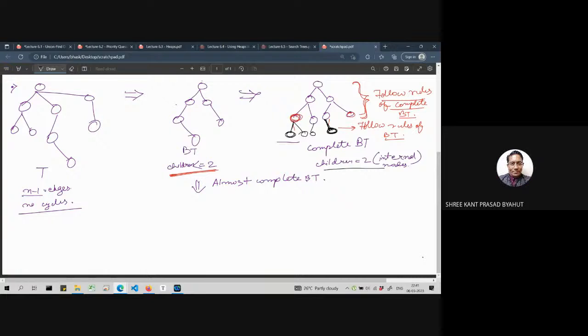Okay, fine. So the properties of almost complete binary trees understood, right? Left to right, and at the last level you can have one or two children. Except the last level, all levels must be filled up. Done, right? So that is fine.